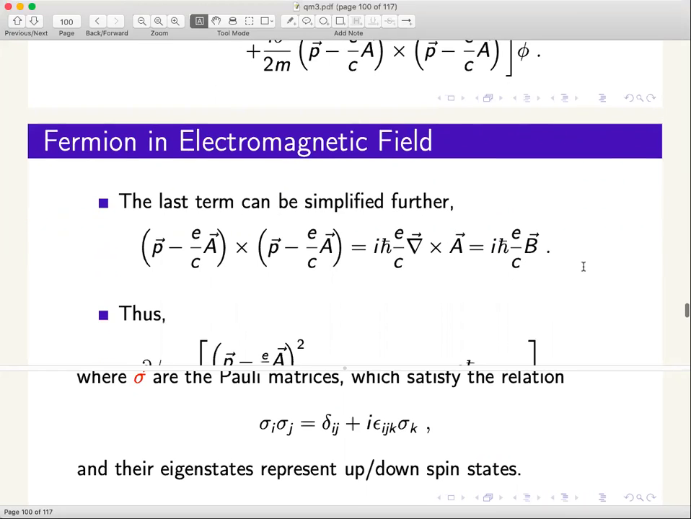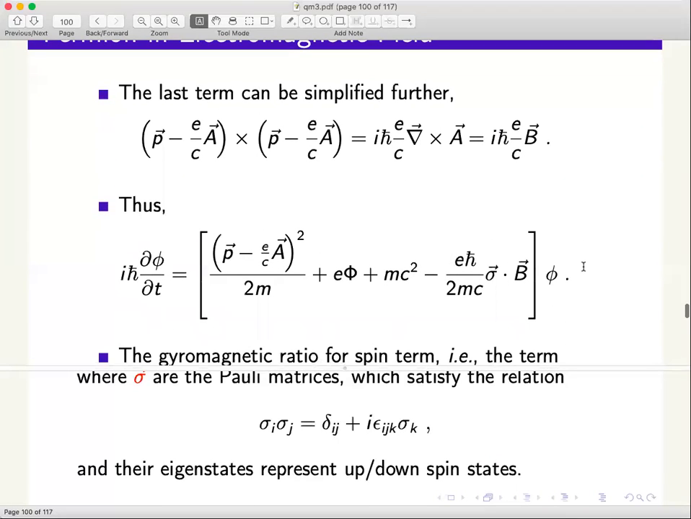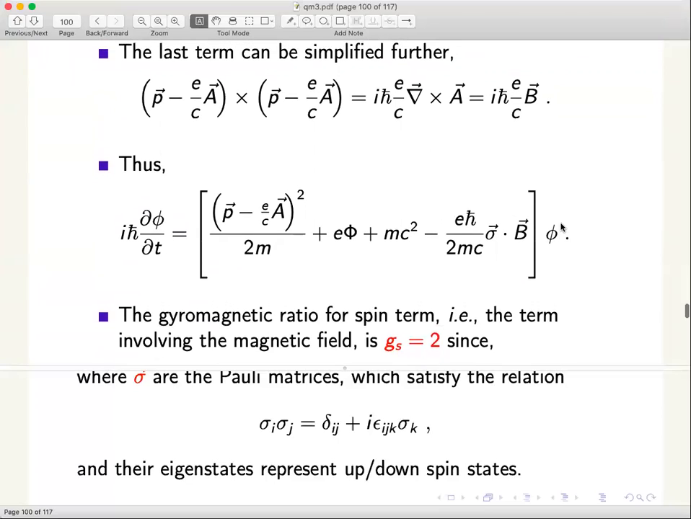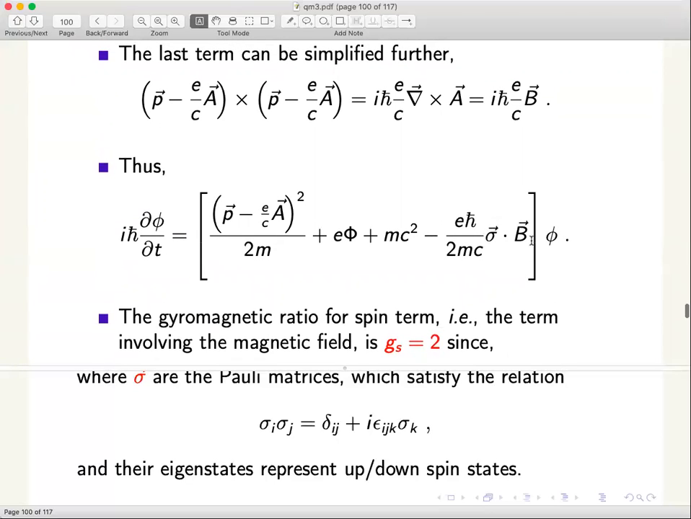Okay, and thus we actually end up getting a Hamiltonian which looks like this. And you can see that there is a sigma dot B coupling sitting around in this Hamiltonian. Now one important thing here is that this is a coupling of spin to the magnetic field, and it comes with the factor eħ upon 2mc with sigma dot B. And this basically tells us that the spin gyromagnetic ratio is in fact 2.